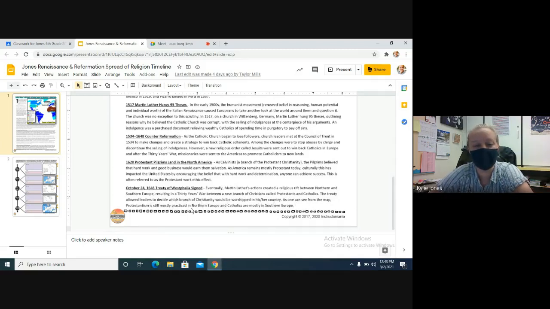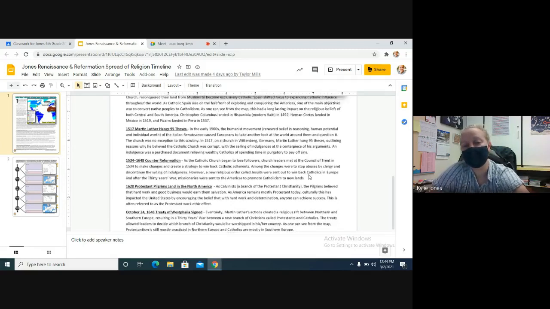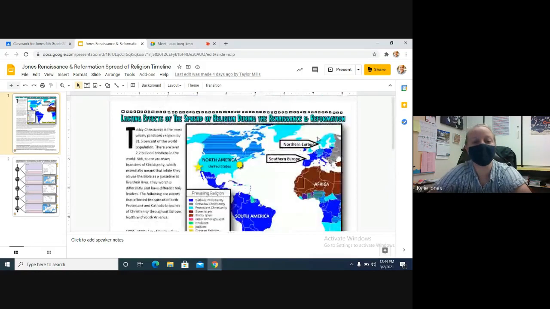As one can see from the map, Protestantism is still mostly practiced in Northern Europe, and Catholicism is mostly in Southern Europe. So that was basically a lot of information about how Christianity spread to different areas and how it was split up into the different branches.